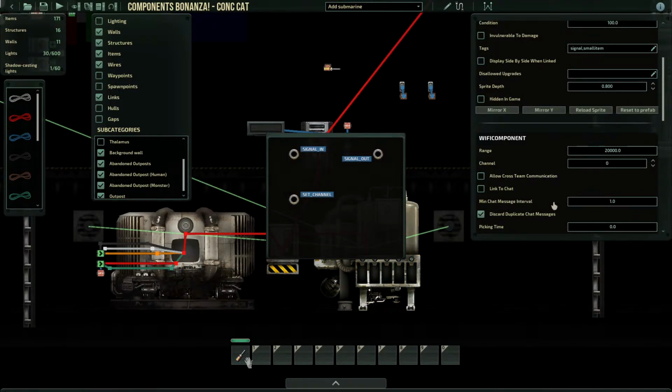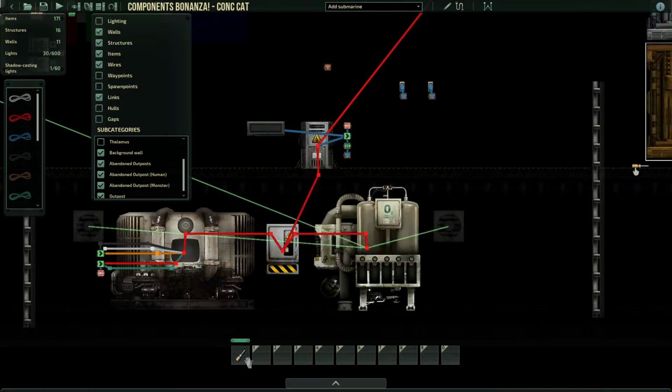There's a nifty little feature called link to chat, where anytime that this value changes, you can get it to update to your text window. So if you can say reactor condition at 5%, please shit your pants now, pardon my French, you can have that output broadcast to the chat window. That's entirely a thing that could happen.